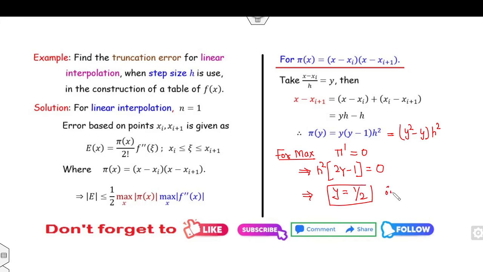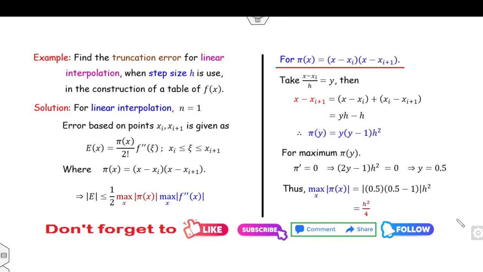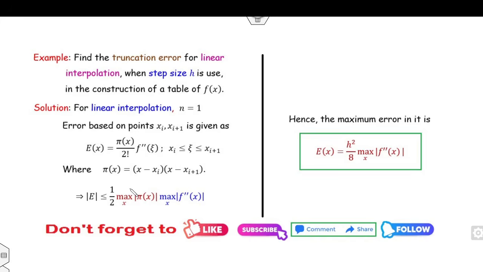Fine. So I can substitute this value. What is the maximum value of pi of y? I can substitute here. It is my 1 over 4 minus 1 over 2 into h square. That will be h square divided by 4. Fine. I can substitute this number. This number is my h square by 4. So that will be h square divided by 8. And dear student, you can remember this formula whenever it's a linear interpolation and the same step size used.